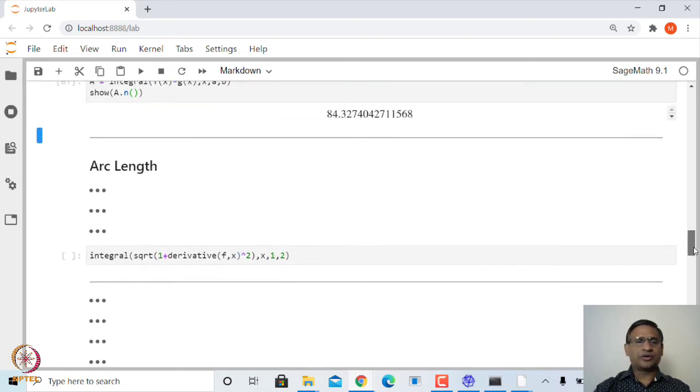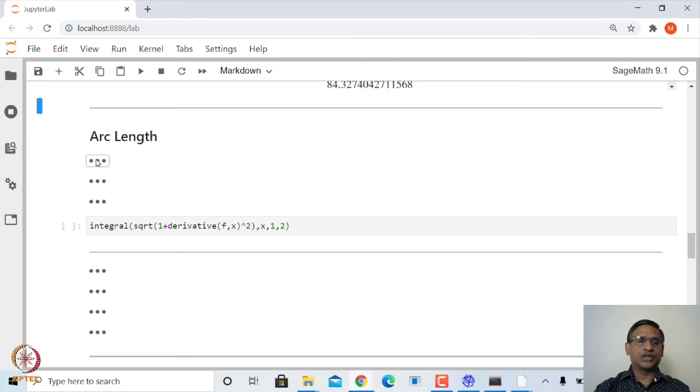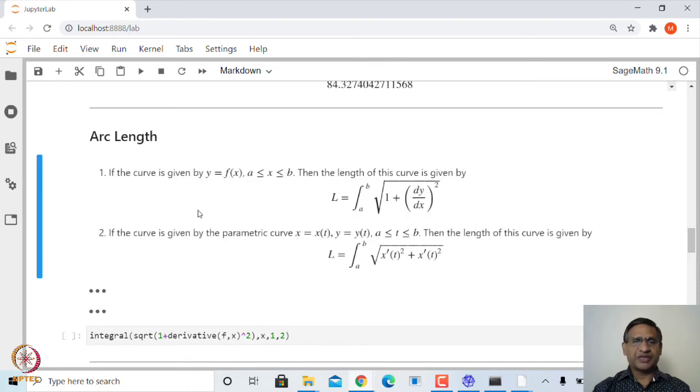Another application of integral is in finding the arc length of an arc. Now suppose you have an arc or curve which is defined by y is equal to f of x, an explicitly defined function between a and b. In that case the arc length is given by the integral of square root of 1 plus dy dx whole square, from a to b.